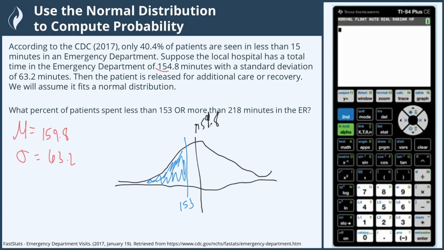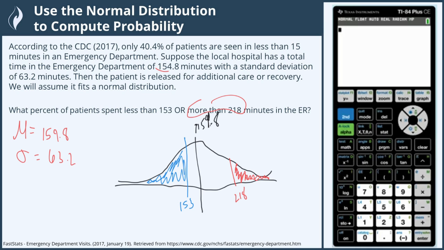And then we also want to find more than 218. So 218 is somewhere out here. 218, we want more than that. So we want the less than 153 and greater than 218.